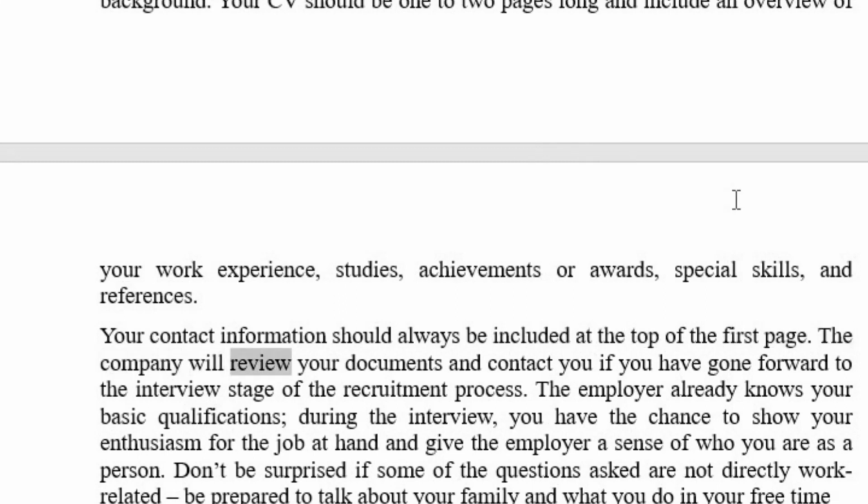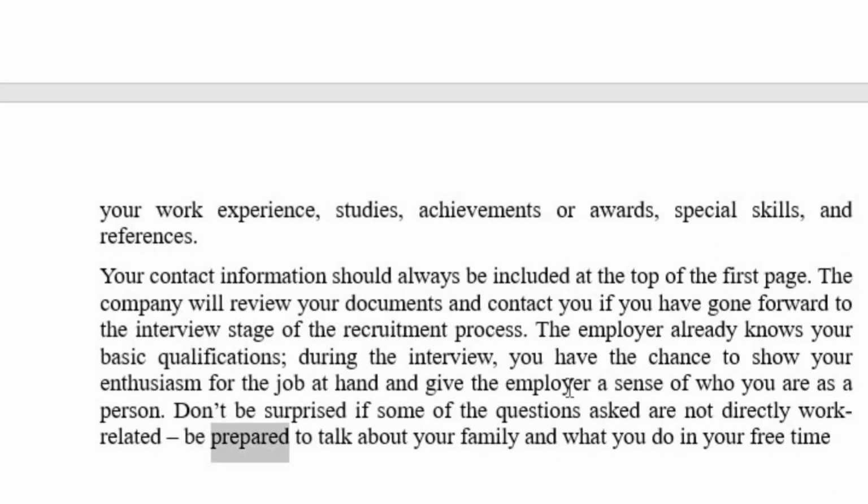The company will review your documents and contact you if you have gone forward to the interview stage of the recruitment process. The employer already knows your basic qualifications. During the interview, you have the chance to show your enthusiasm for the job at hand and give the employer a sense of who you are as a person. Don't be surprised if some of the questions asked are not directly work-related. Be prepared to talk about your family and what you do in your free time.